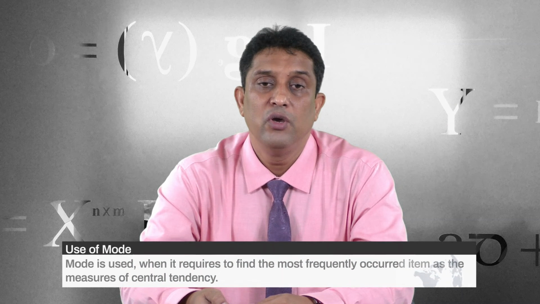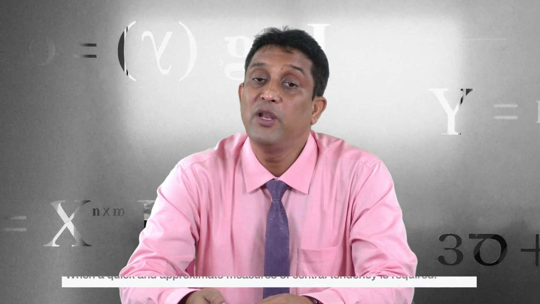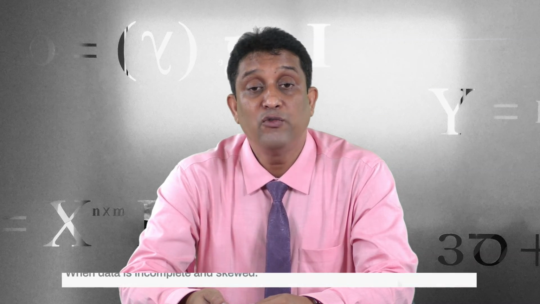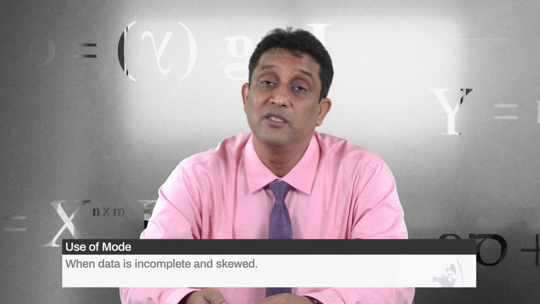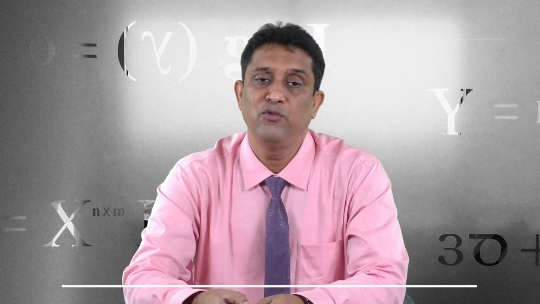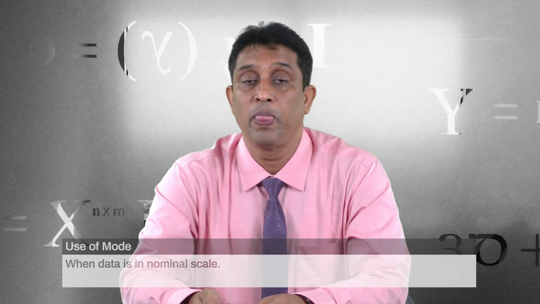Now let us focus upon the use of mode. Mode is used when it is required to find the most frequently occurring item as the measure of central tendency, when a quick and approximate measure of central tendency is required, when data is incomplete and skewed, when data is not normally distributed, and when data is in a nominal scale, you can use the mode.